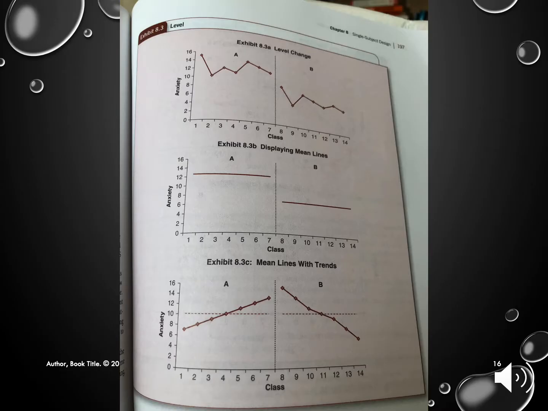Here are some visual depictions of these ideas of level change and trend change with an A, B baseline and intervention period model. The dependent variable here is anxiety, measured at each class. In the A section, there was the baseline. In the top part, you can see that the anxiety started really high and started to decrease a little bit, but then in the intervention period under B, both the level dropped and the trend may have also changed.